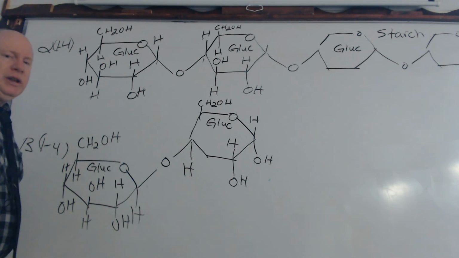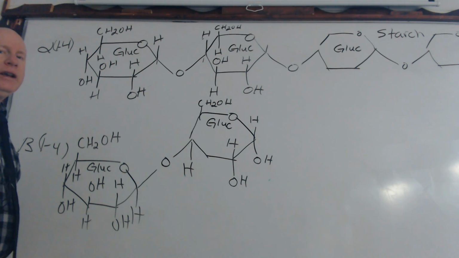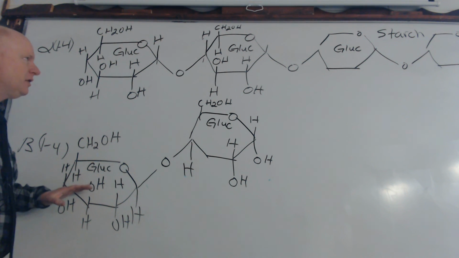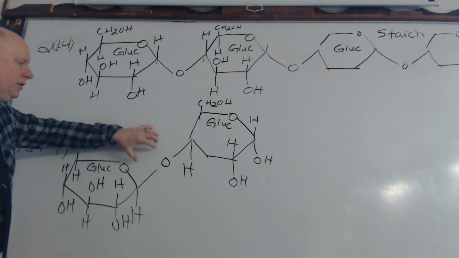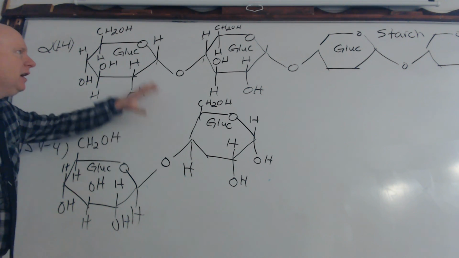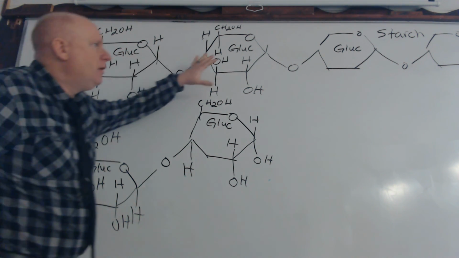We didn't have a whole lot to go over. That is it. I just wanted to explain the difference between these two major polysaccharides: cellulose, which is a beta 1,4 linkage, and starch, which is an alpha 1,4 linkage.